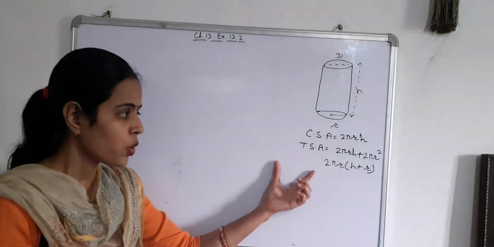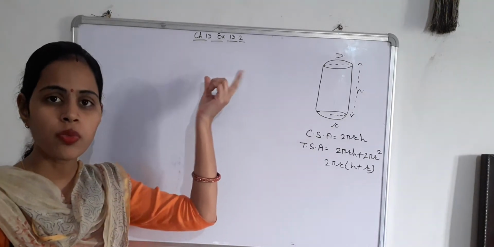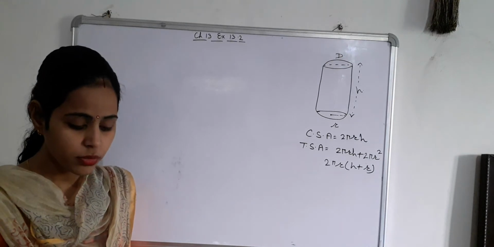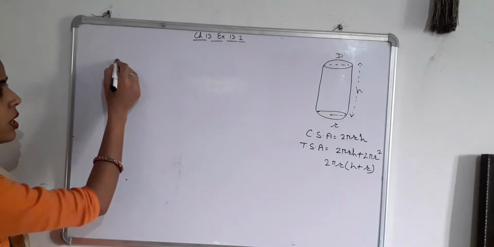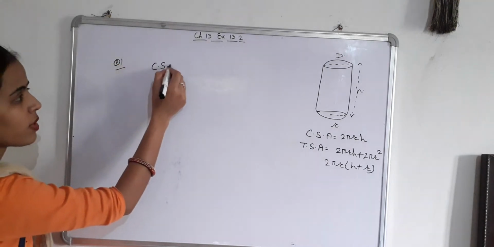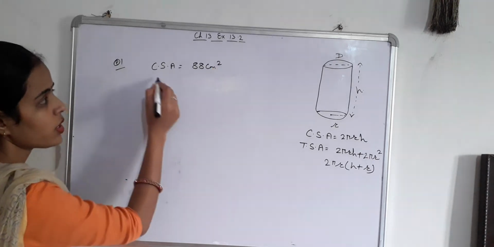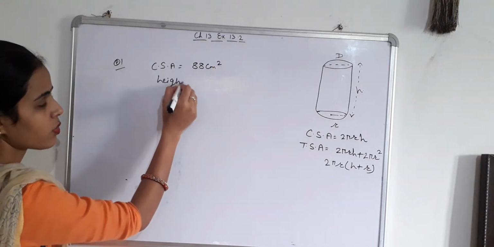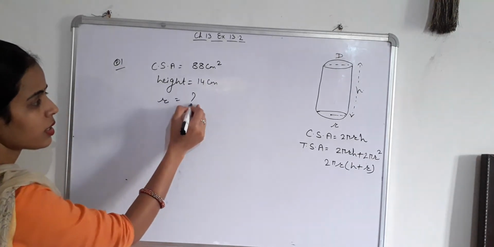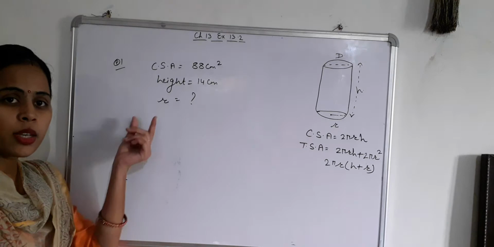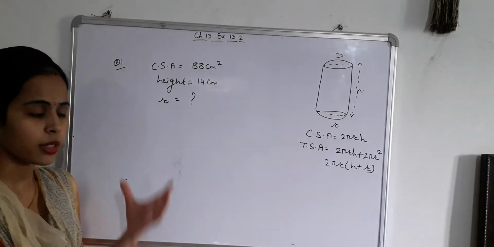Now we are going towards the questions. Exercise 13.2, question number 1. Covered surface area of a right circular cylinder equals 88 centimeter square. Its height equals 14 centimeter. Find its diameter. First find its radius. With the help of radius, we can find the diameter.